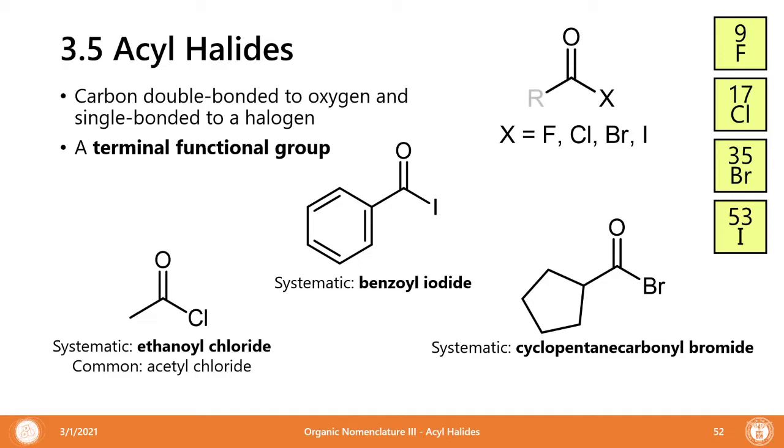Next, we have acyl halides, which are carbonyl compounds with 1 alpha halogen atom. So that halogen atom may be fluorine, chlorine, bromine, or iodine. They are also terminal functional groups, and so we'll encounter the same naming complexities. So let's try naming them.